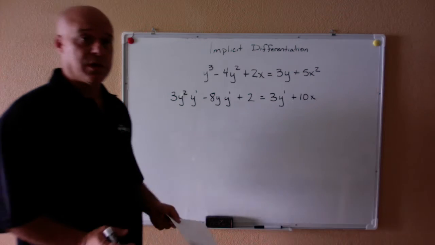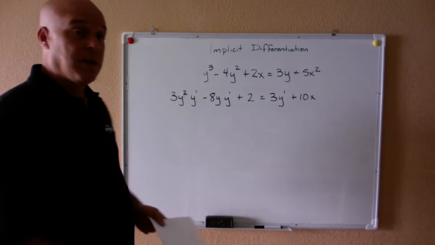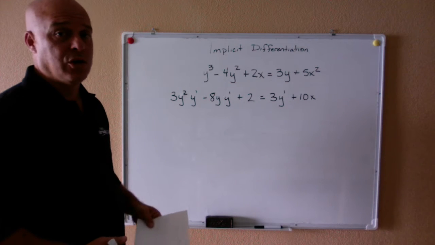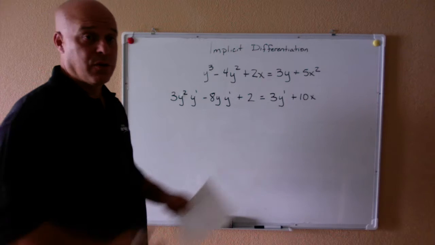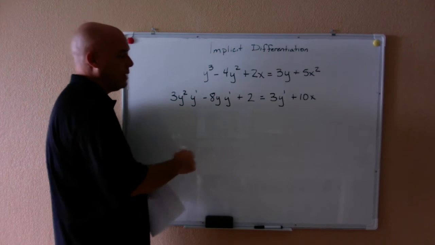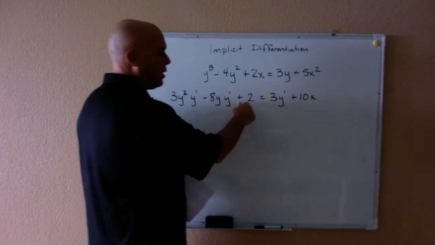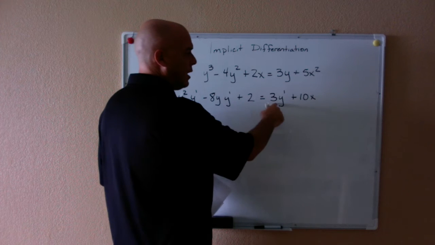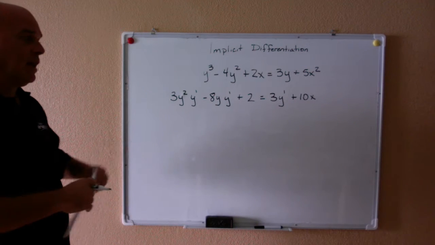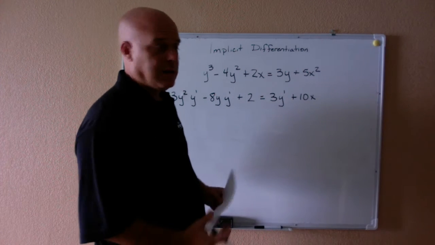The rest of this is just going to be algebra trying to find out what y prime is. So the way that I'm going to do that is I'm going to move everything that has a y prime to one side of the equation. I'm going to move everything else to the other side of the equation and try and isolate the y prime. So if this term has a y prime, I'll leave it. This term has a y prime, I'm going to leave it. I'm going to move the 2 to the other side. I'm going to move this 3y over here so that I have everything on the left-hand side of the equation has a y prime. Everything on the right-hand side of the equation does not.